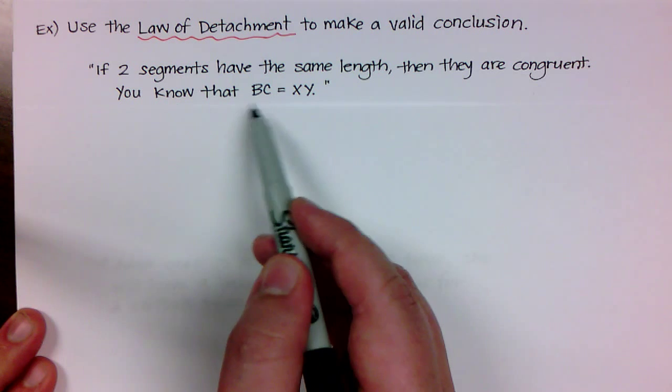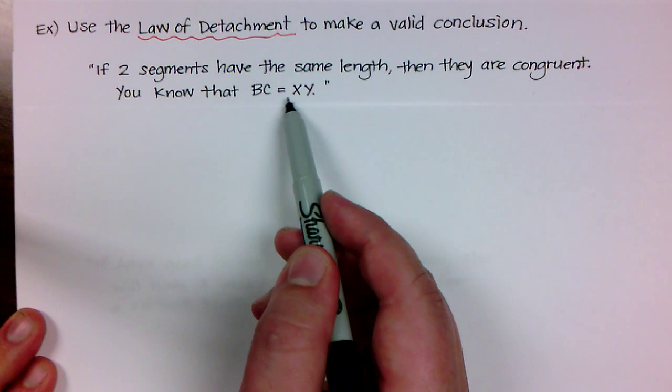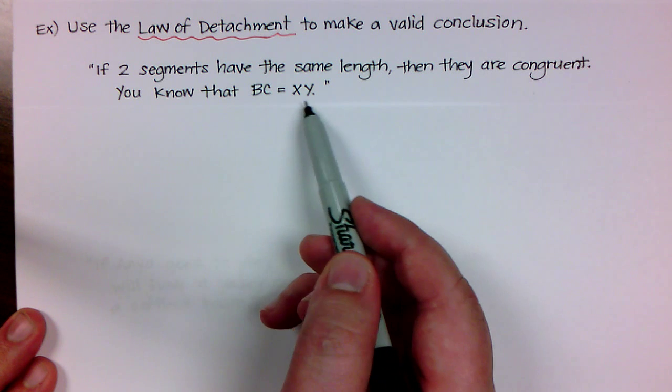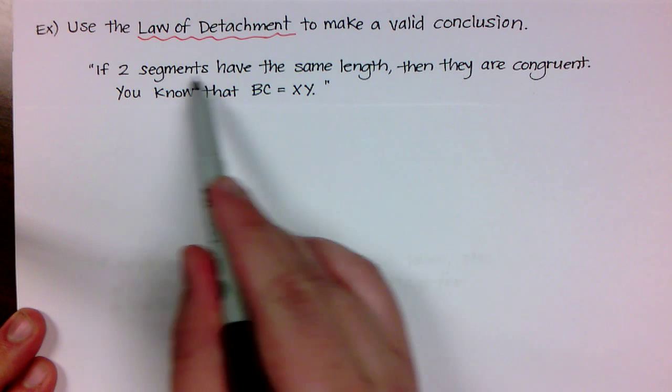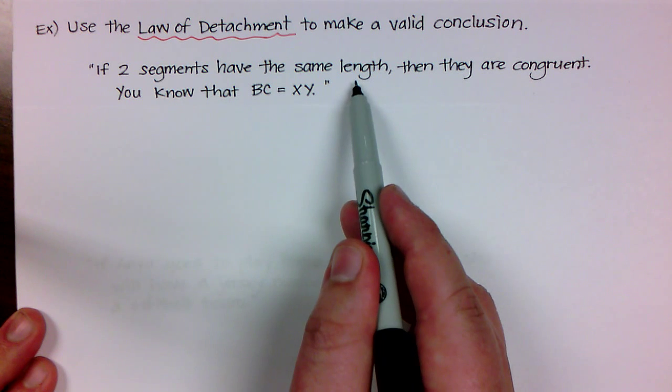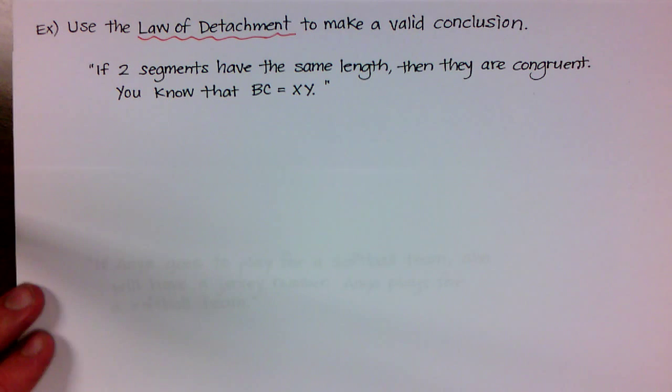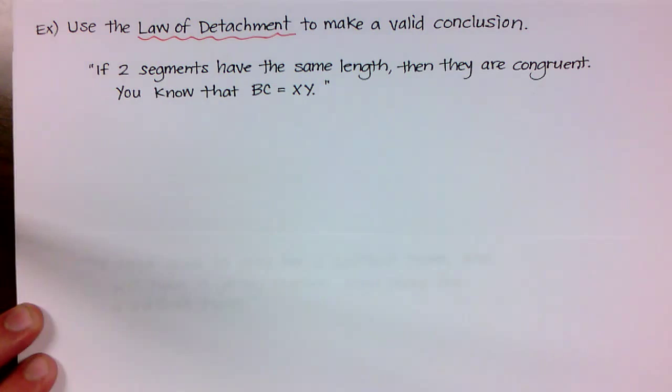So I'm given that BC is equal to XY. That means the length of BC is equal to XY. Well, that's what my hypothesis was, that two segments have the same length. That's what I have here. So I'm going to write down my conclusion. I'm going to use a green pen.